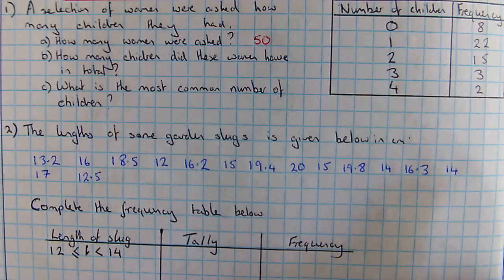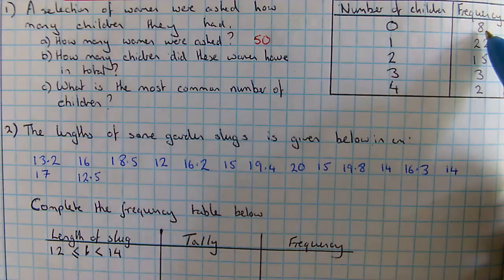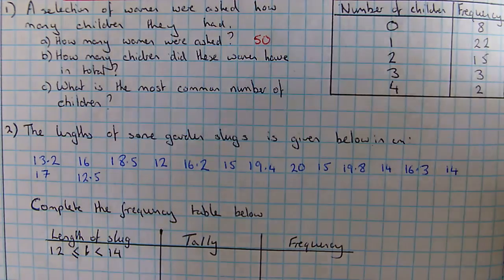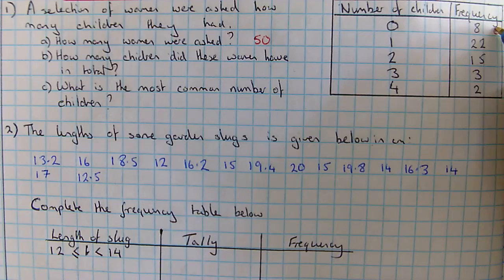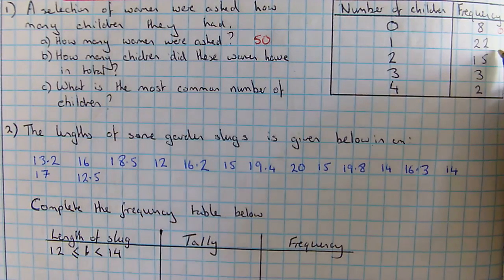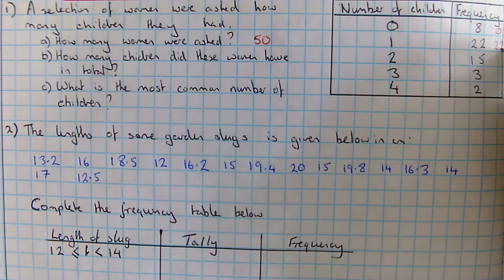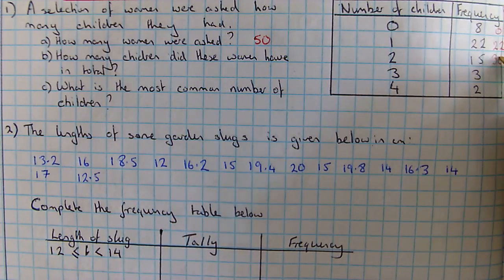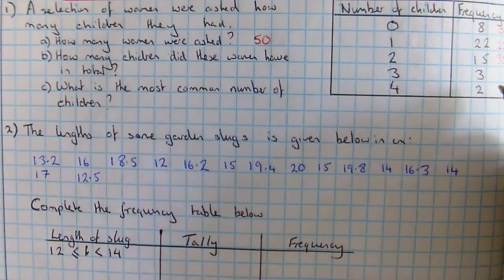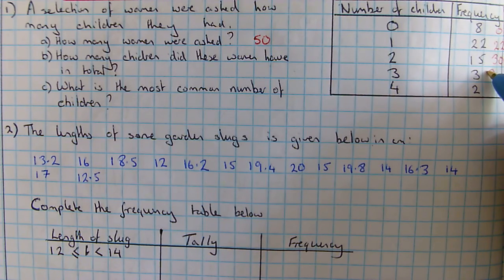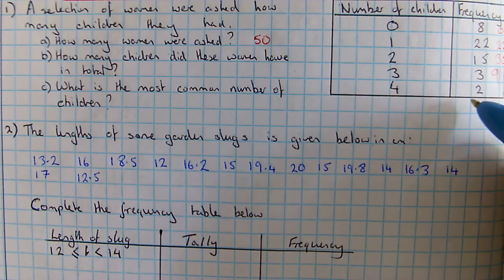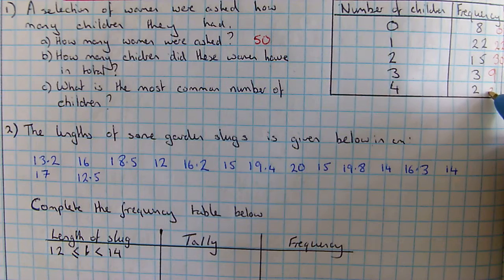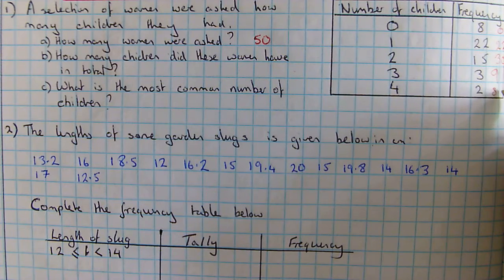Now, part B is a bit more complicated. We've got 8 women who had no children. That's 0 children. We had 22 women who had 1 child. That's 22 children. We had 15 women who had 2 children. That's another 30 children. We had 3 women with 3 children. That's 9 children. And we had 4 women with 2 children, which is 8 children.